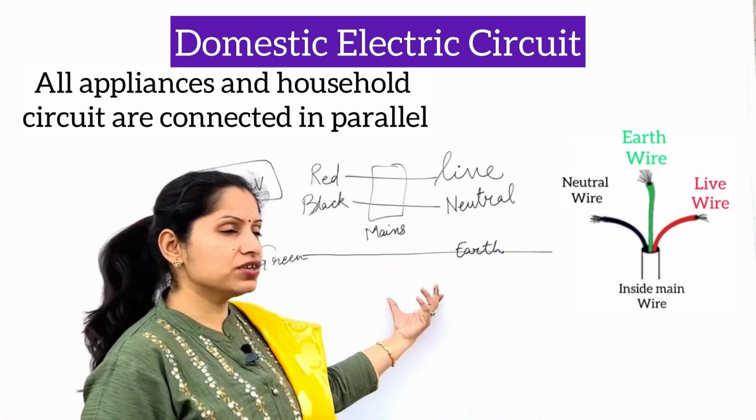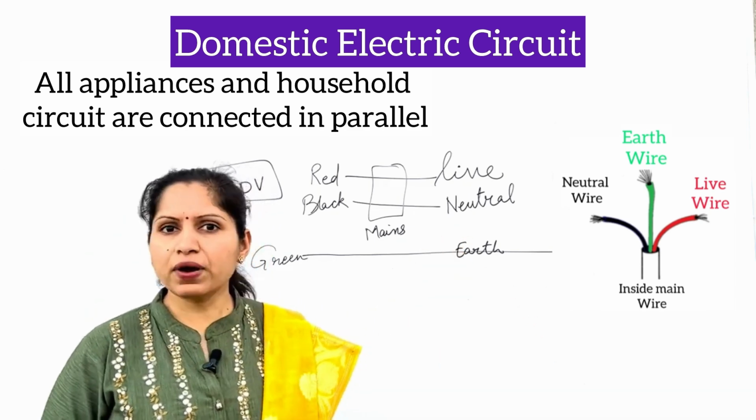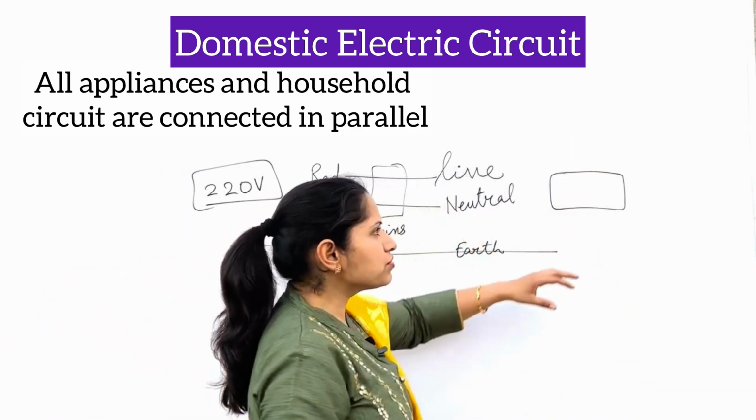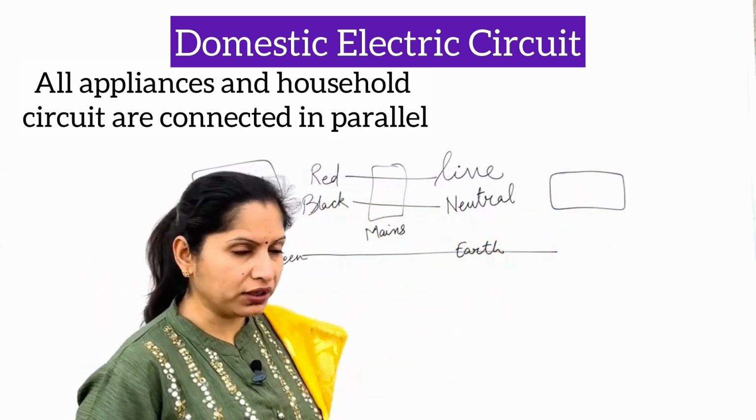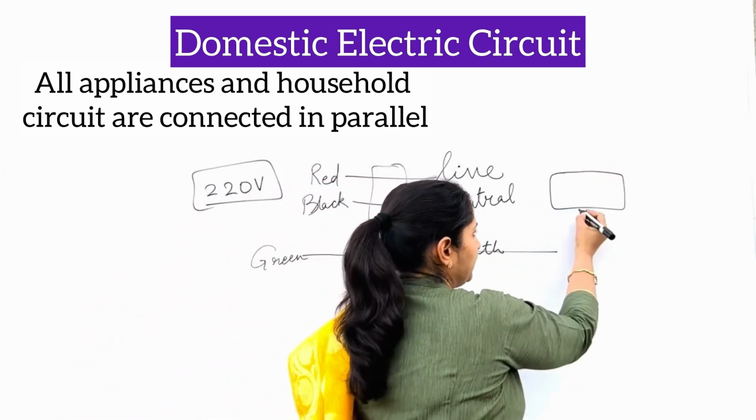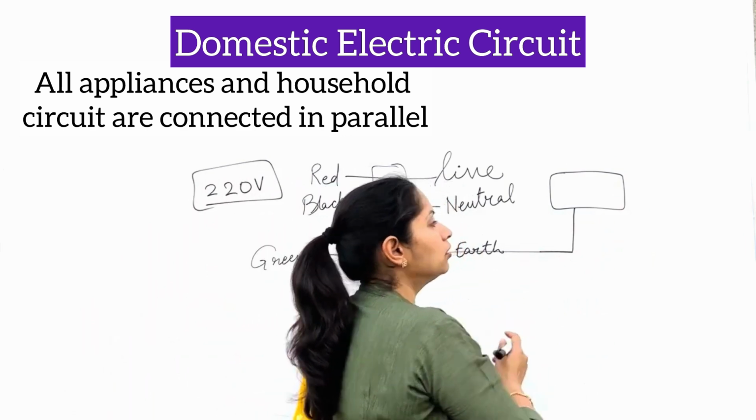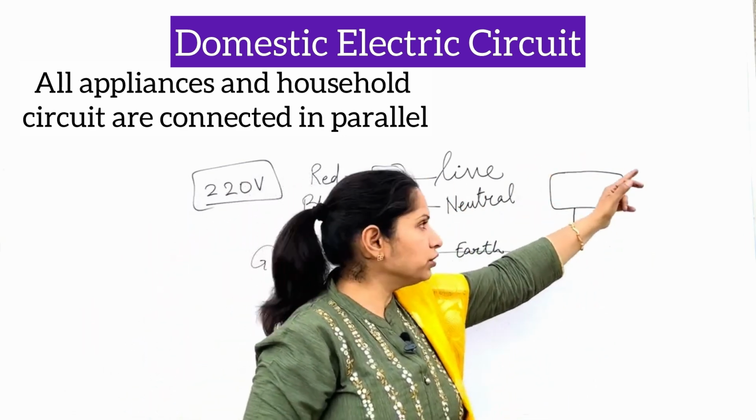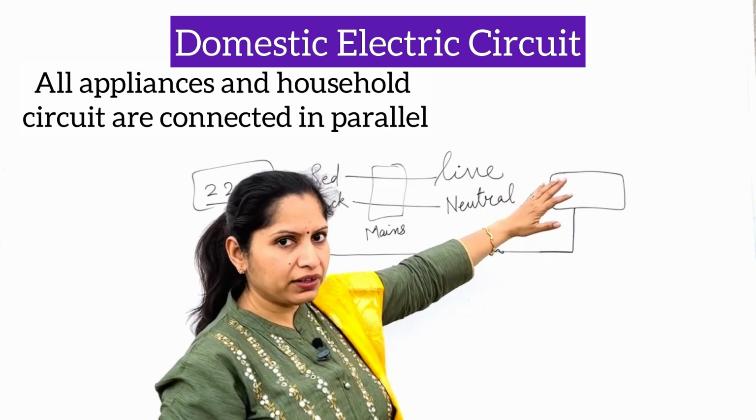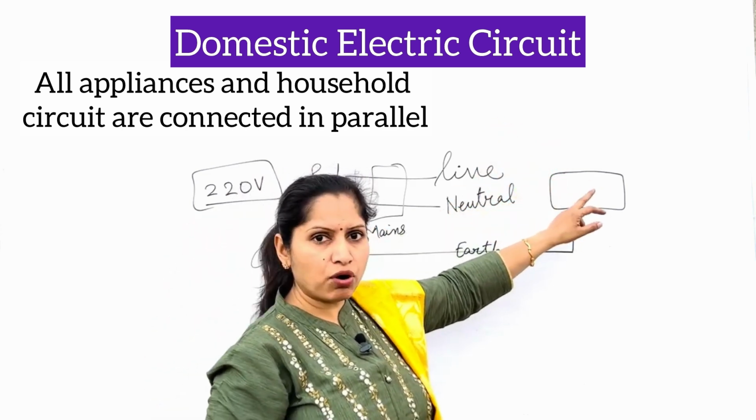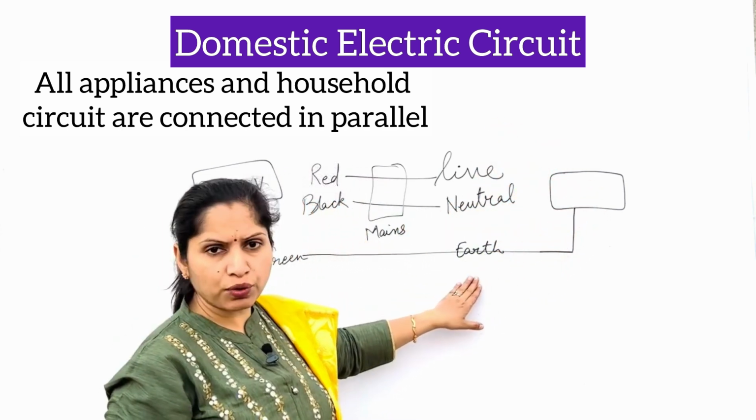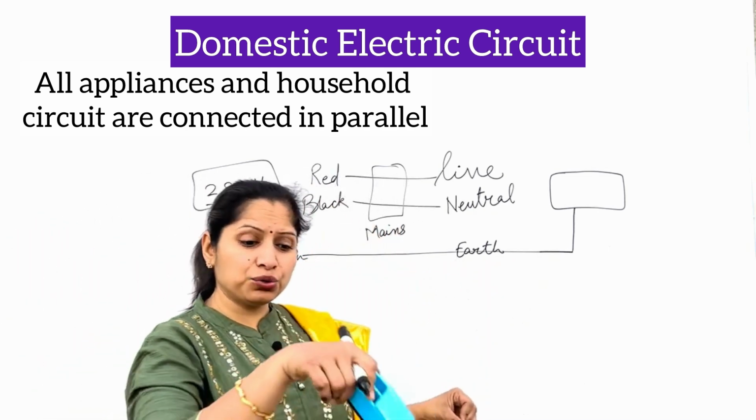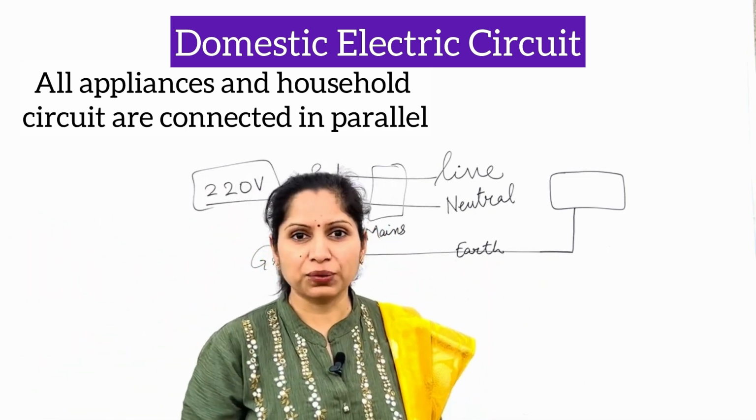Now, what is the use of this earth wire? This earth wire is directly connected to the metallic body of appliances. Suppose this is my microwave oven, then the metal body around it is directly connected to the earth wire. So if there is any leak of the current on the metallic body, what will happen? The current through the metallic body will go directly to the earth wire, and this earth wire is connected to the earth. That is why it is called earth wire.